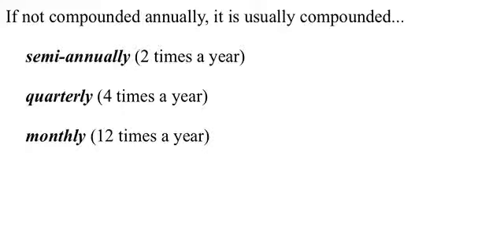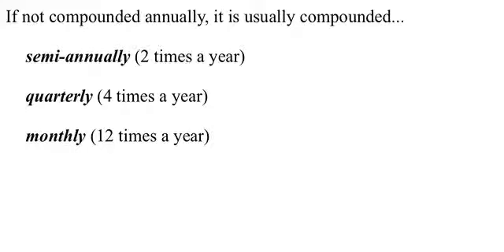Right? When we talk about compounding, not annually, but more, then you're really going to see three things pop up the most. Semi-annually, meaning 2 times a year. Quarterly, meaning 4 times a year. And monthly, like we just looked at, meaning 12 times a year. So always you need to think about how many times every year you're going to divide your rate by that number, and you're going to multiply your time by that number.